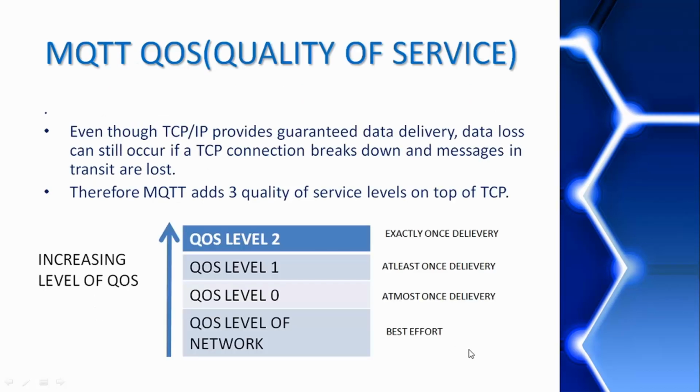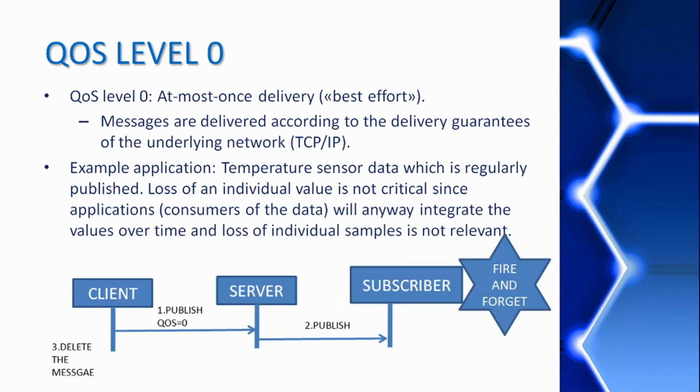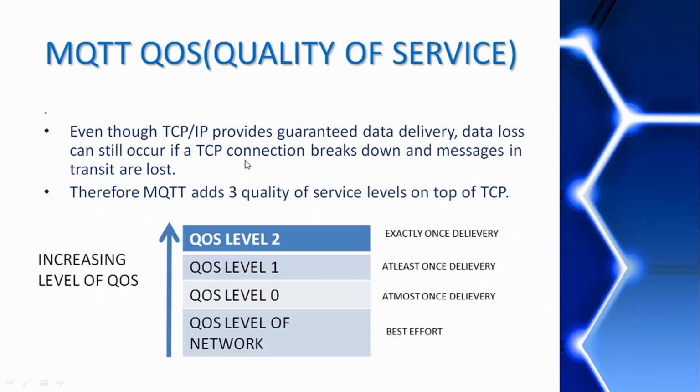Now, let's understand the QoS in much more detail. As we have seen in the previous lecture, MQTT uses the TCP/IP protocol for data delivery. But even though TCP/IP provides guaranteed data delivery, data loss can still occur if the TCP connection breaks down and messages in transit are lost. Therefore, MQTT adds 3 quality of service levels on top of TCP.